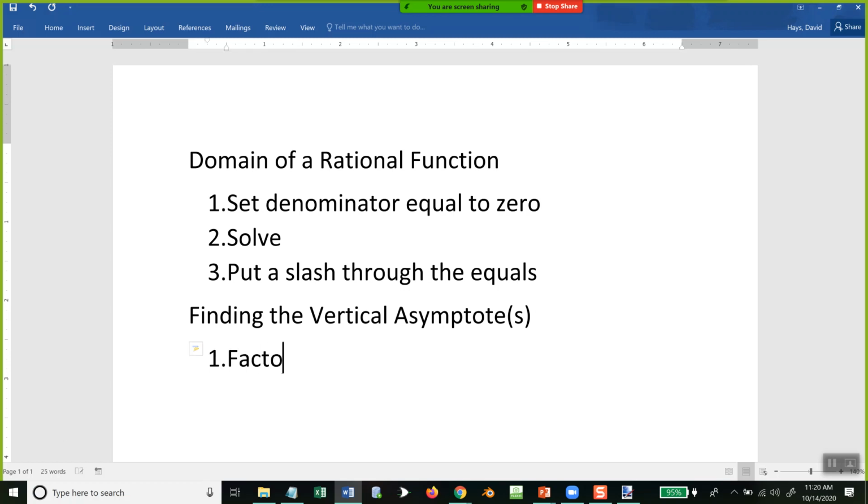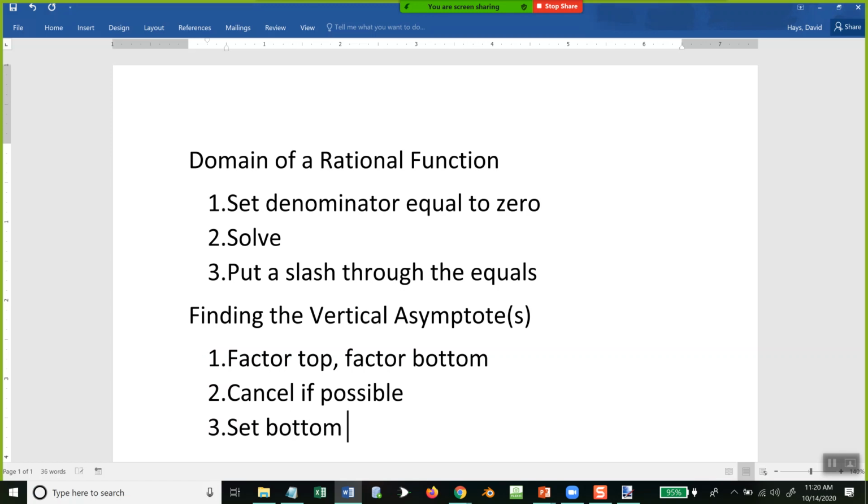Step 1, factor the top, factor the bottom. Step 2, cancel if possible. And step 3, set the bottom equal to 0 and solve.